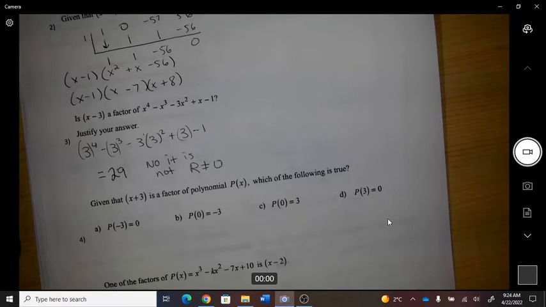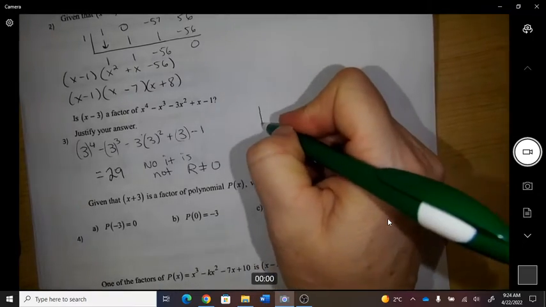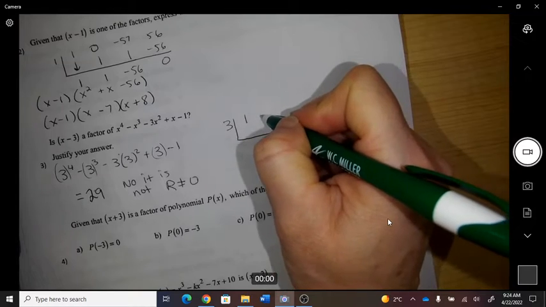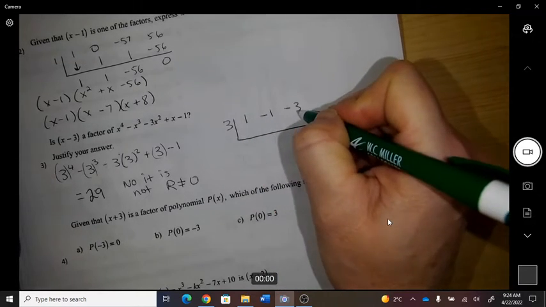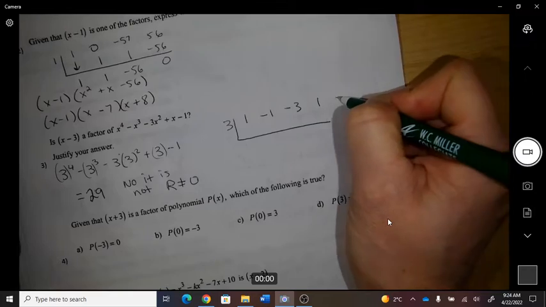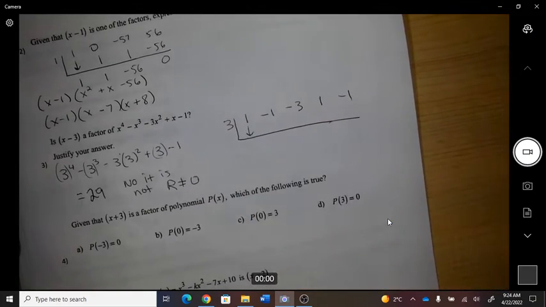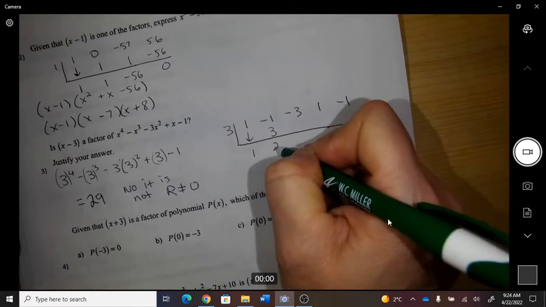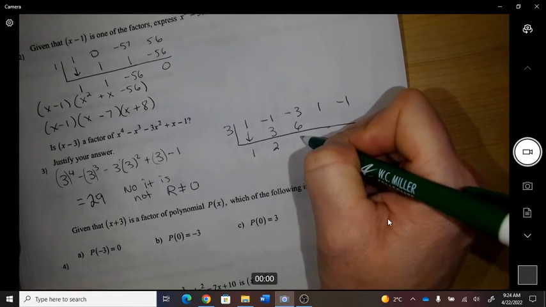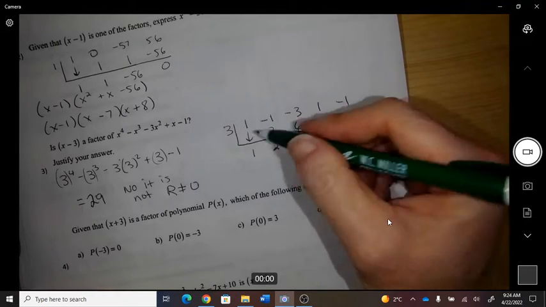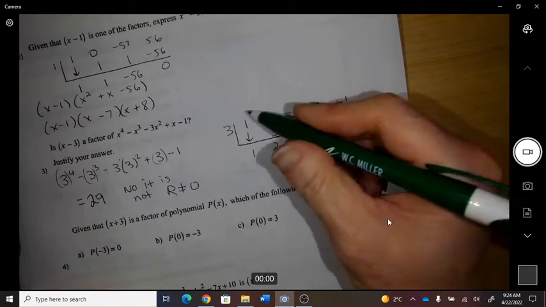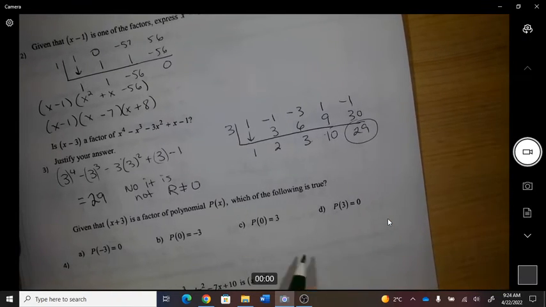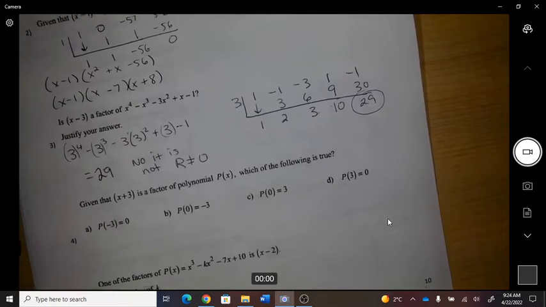You can also do that with synthetic division. So you would put a positive 3 in the front, 1 for x to the 4th, negative 1 cubed, negative 3 squared, 1x, and a negative 1. So bringing that down, 1, multiply 3, add 2, multiply 6, add 3, multiply 9, add down, multiply 30, which is 29. So same idea. No, the remainder is not 0.